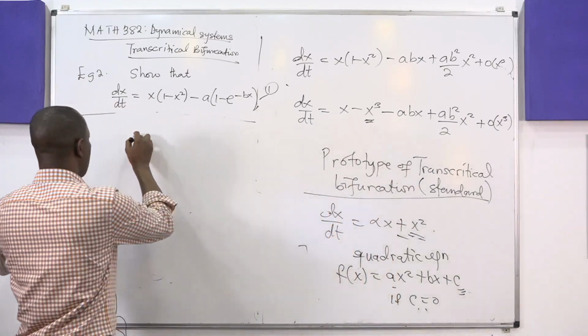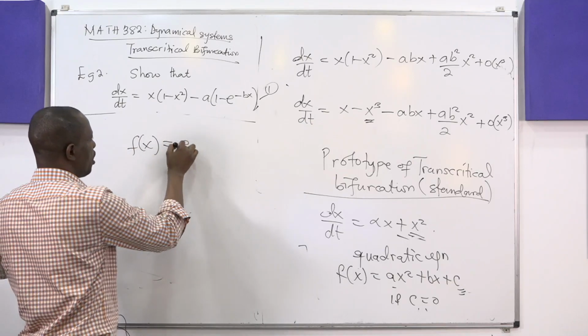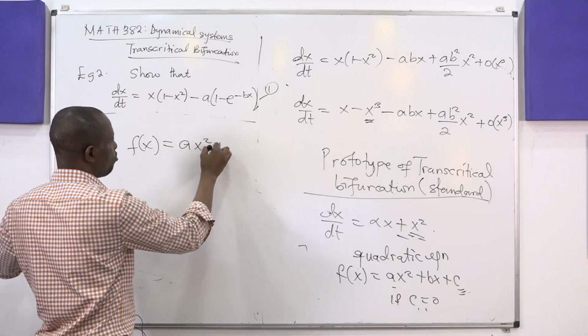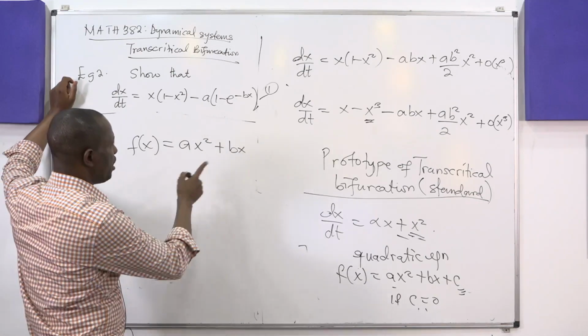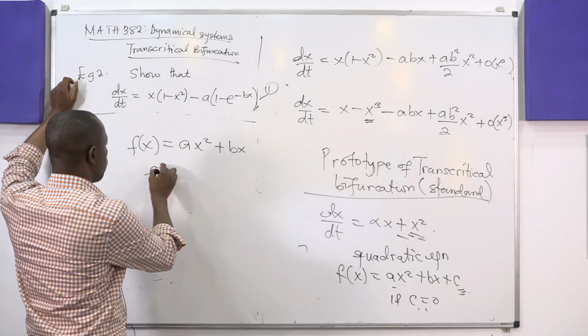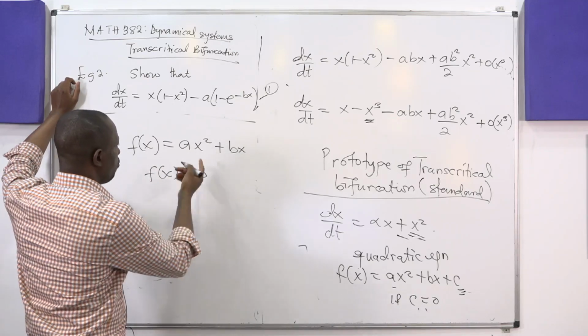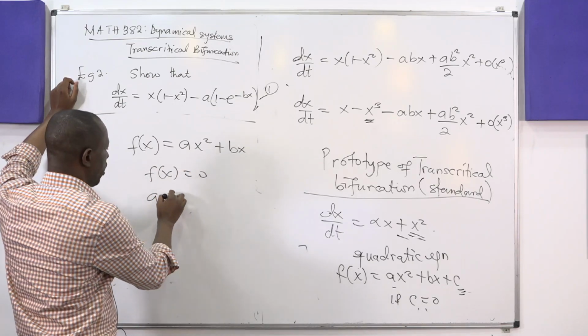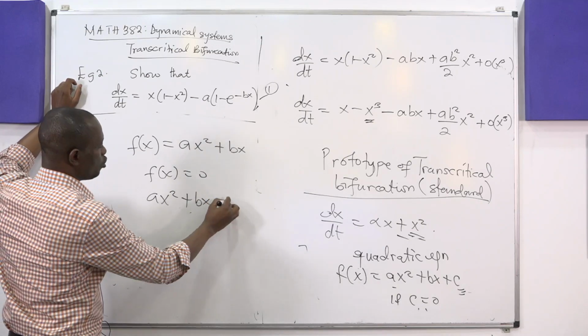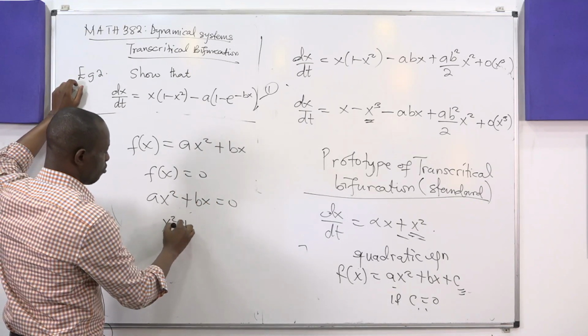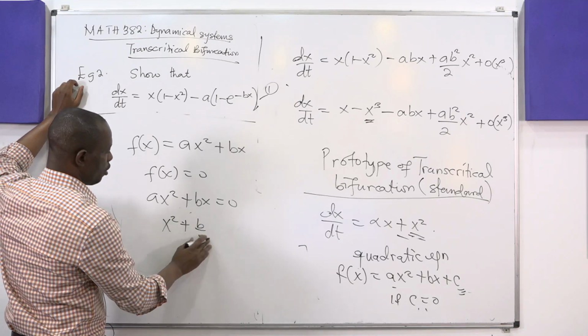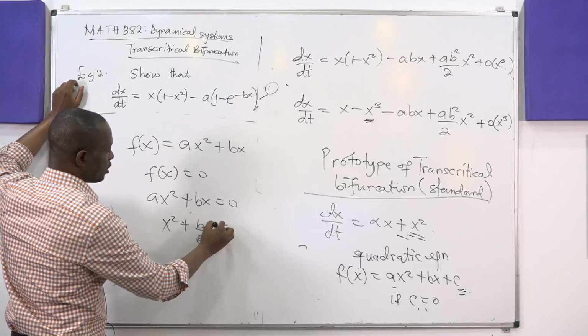So if you have f of x equals ax squared plus bx, and we know that in mathematics we can divide through. If I equate this to 0, we have ax squared plus bx equal to 0. Dividing through, we get x squared plus b over a x equal to 0.